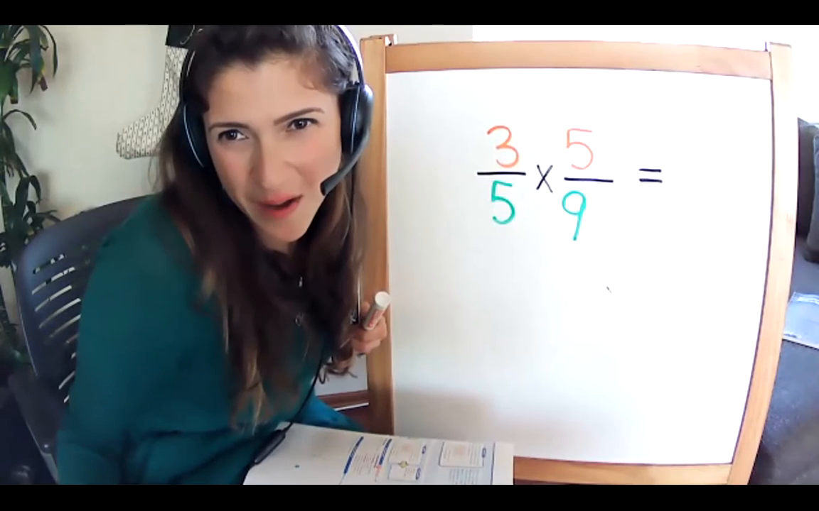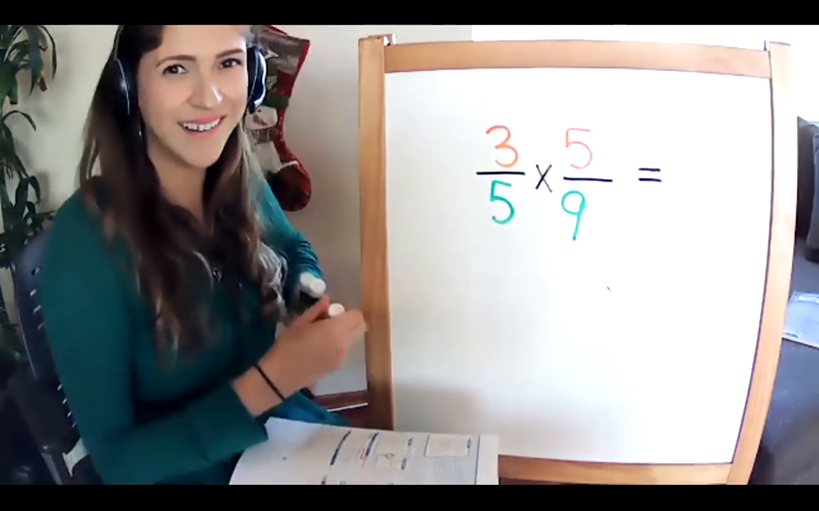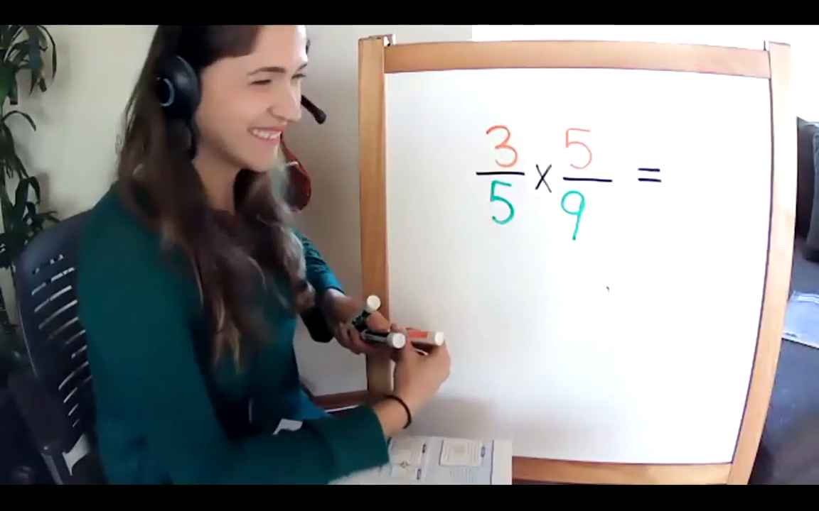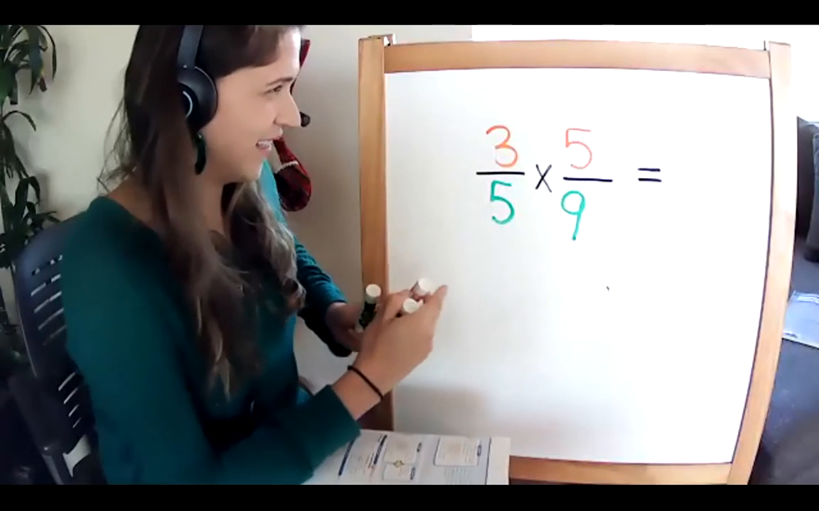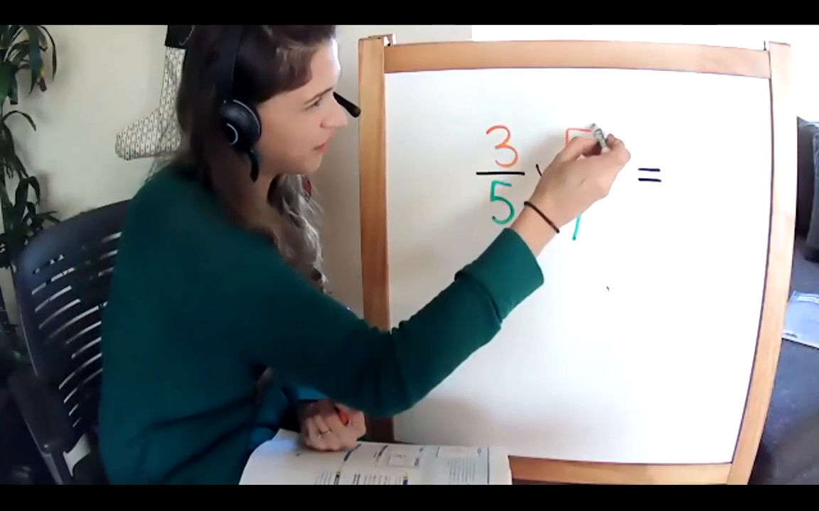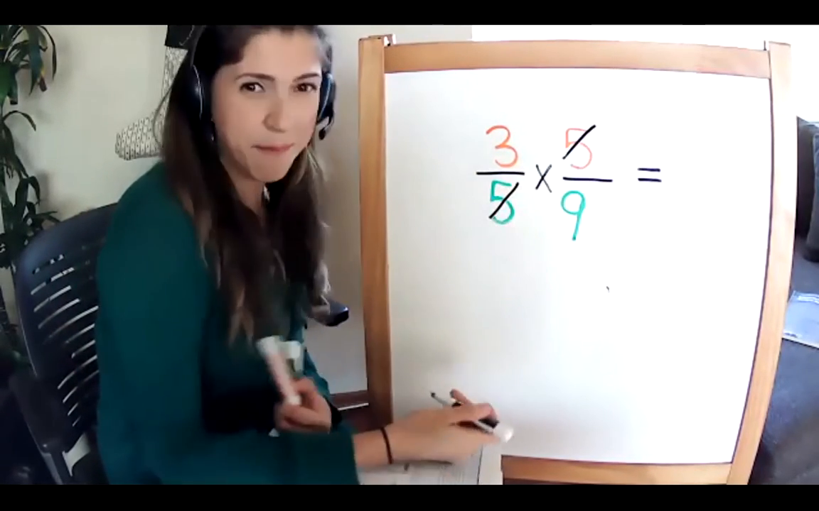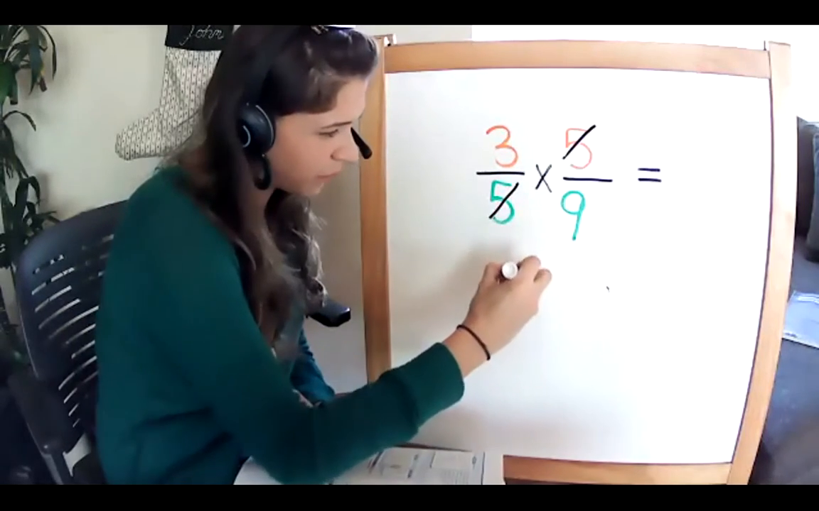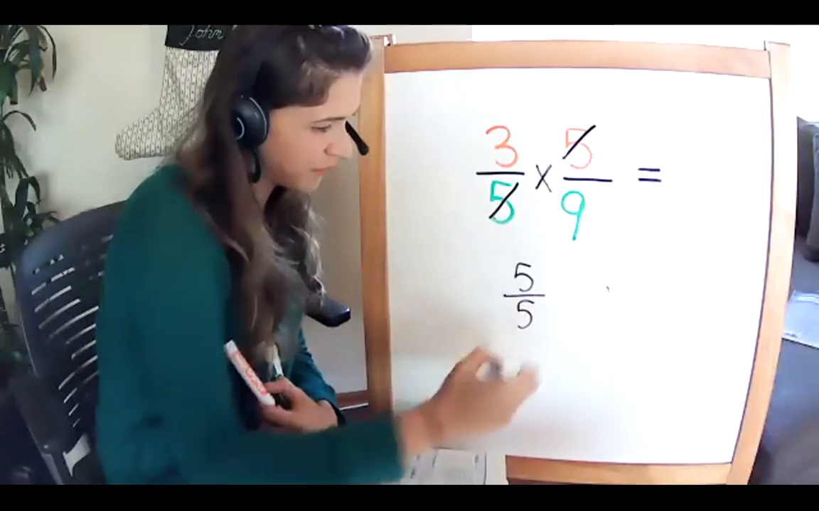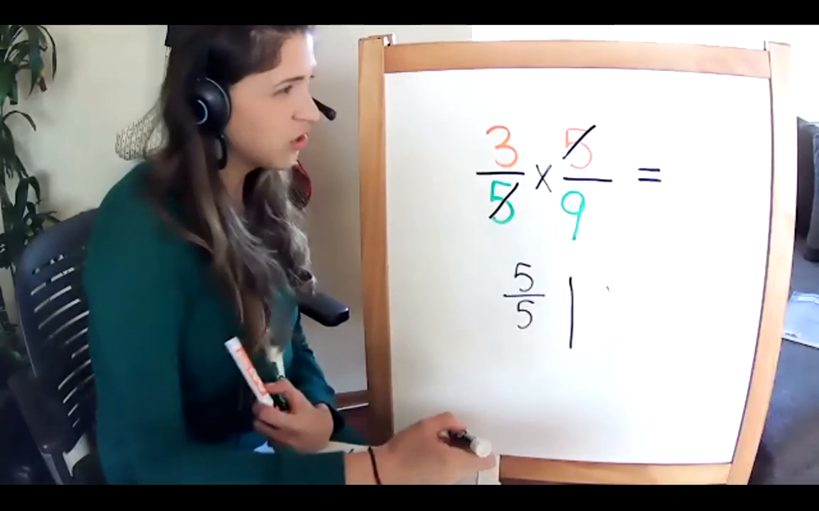What numbers can be simplified? Kayla. Well, the 5 and the 5. Yes, the 5 and the 5. They are the same exact number. And what do you get when you have 5 over 5? One. 1. So guess what?